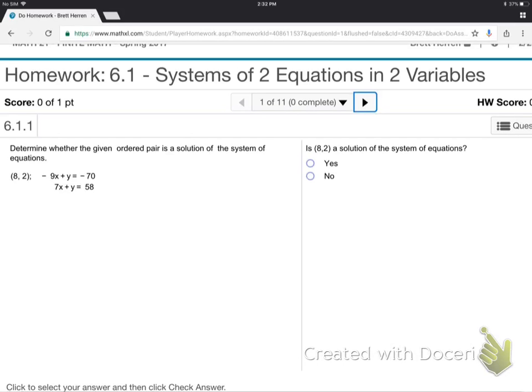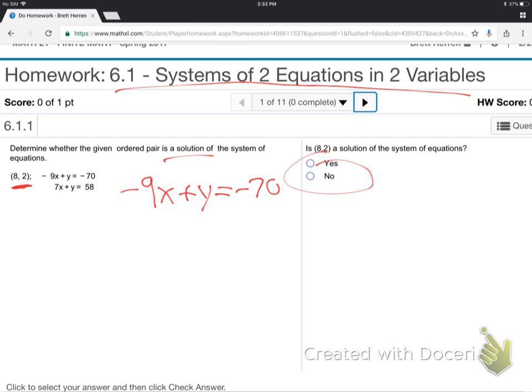Okay, so here is 6.1, systems of two equations. We're into chapter 6 now. Basically, they're starting by saying, is (8, -2) a solution? Yes or no? Is (8, -2) a solution to those two equations? Let me make them a little bigger for you. Minus 9x plus y is minus 70. 7x plus y is 58. So there's my two equations, and they're asking me, is (8, -2) a solution?